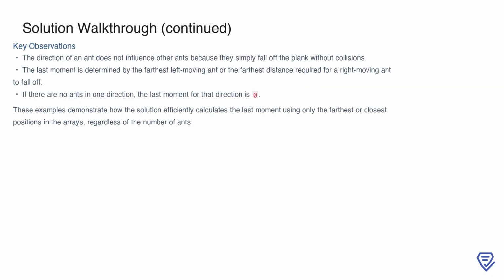These examples highlight some key observations about the problem. First, the direction of an ant does not influence other ants because there are no collisions, each ant simply falls off the plank independently. The last moment is determined by the farthest left-moving ant or the farthest distance required for a right-moving ant to reach the edge. If there are no ants in one direction, the last moment for that direction is considered 0. This approach demonstrates how the solution calculates the last moment efficiently, relying only on the extreme positions in the input arrays, rather than simulating the movement of each ant.